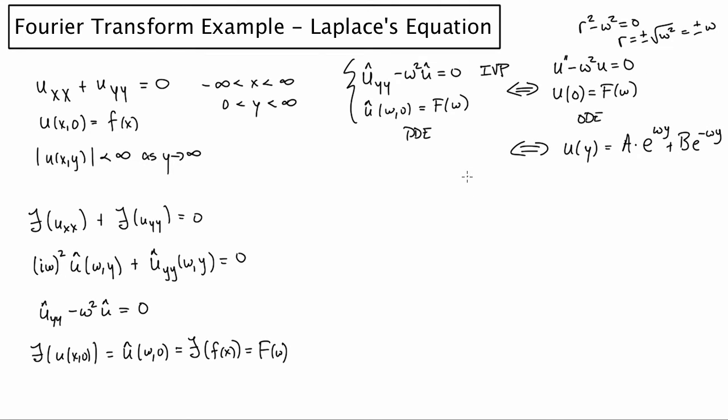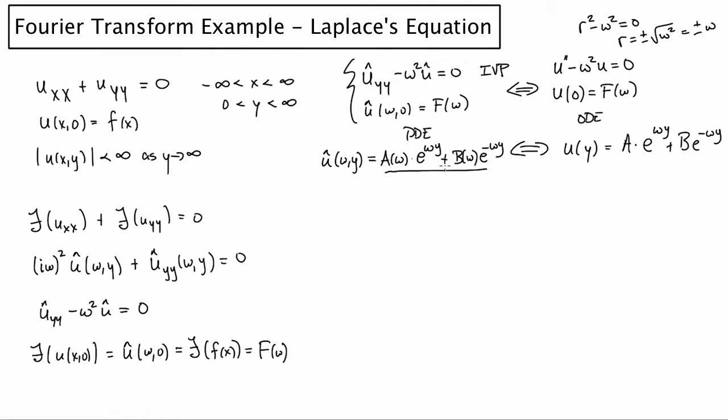Remember, we get the two roots plus or minus omega. So back over here with the PDE, the solution now is u hat of omega, y equals a of omega e to the omega y plus b of omega e to the minus omega y. This constant a is constant with respect to y, which still means it can be a function of omega. And so this is my solution to that IVP.